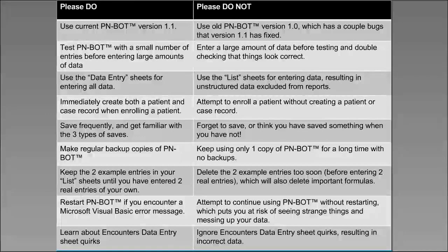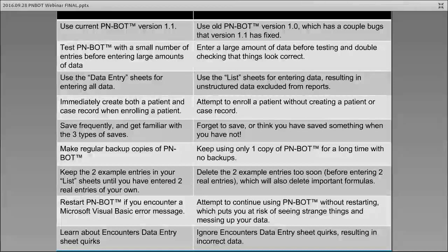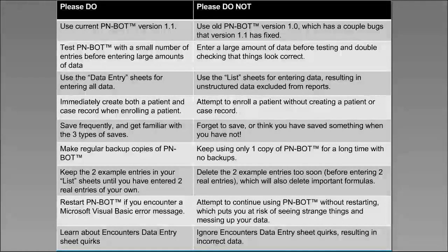So basically, look at things from the data entry sheet, through the list sheet, through the reports. Definitely run some reports to make sure that you're seeing the numbers you're expecting before proceeding with real data entry. Again, always use the data entry sheets for entering all data. Immediately enter a patient and case record together at the same time, and make sure that each patient has one and only one patient record in the system and at least one case record in the system.